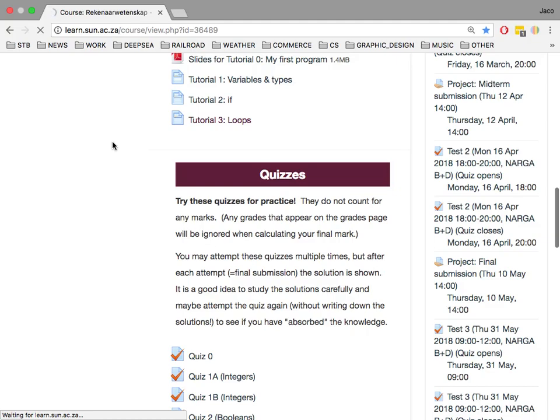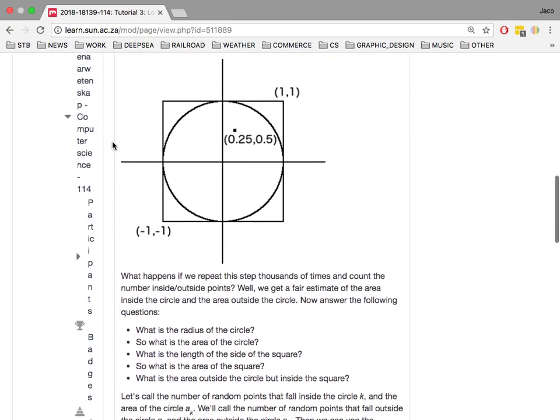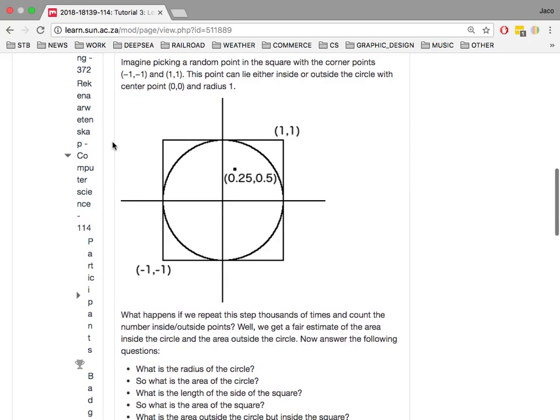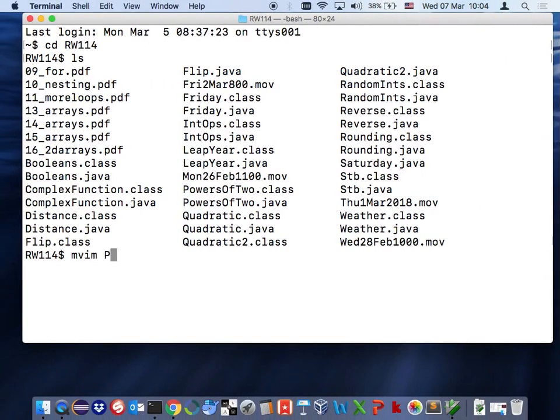So the idea was quite tricky. It wasn't straightforward. It wasn't really very difficult, but it wasn't perfectly straightforward. So the question asked you a few questions about a circle inside a square and how you would use that to calculate pi. So it says, imagine picking a random point. What's the radius of the circle, what's the area of the circle, and so on. And then it goes on to say, write a program pi.java. So we can start with that immediately.